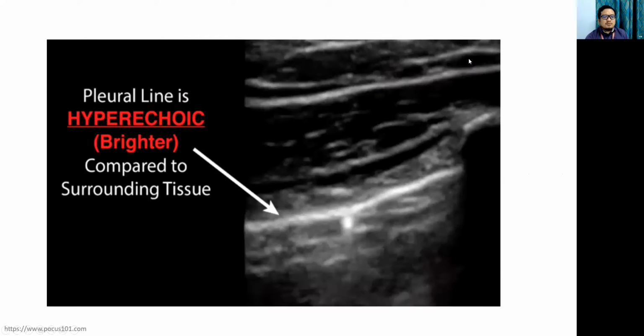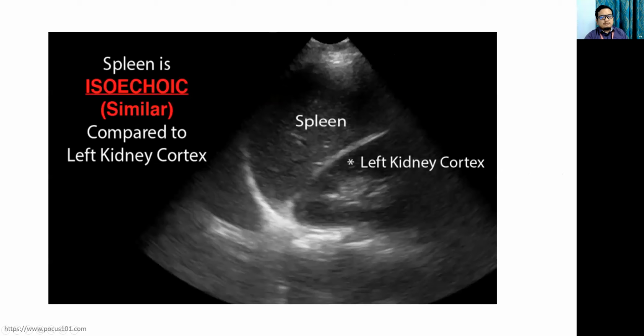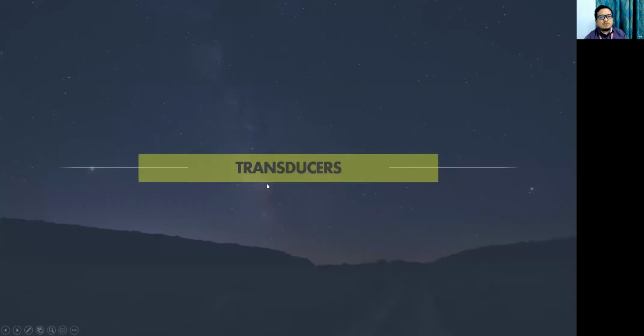So next one is pleural line is hyperechoic, means it's brighter compared to the surrounding tissues. Liver is hypoechoic, darker compared to the right kidney. So it's always comparison to one another. Spleen is isoechoic, similar compared to left kidney cortex. So these are the ultrasound terms and terminology that we want to use.